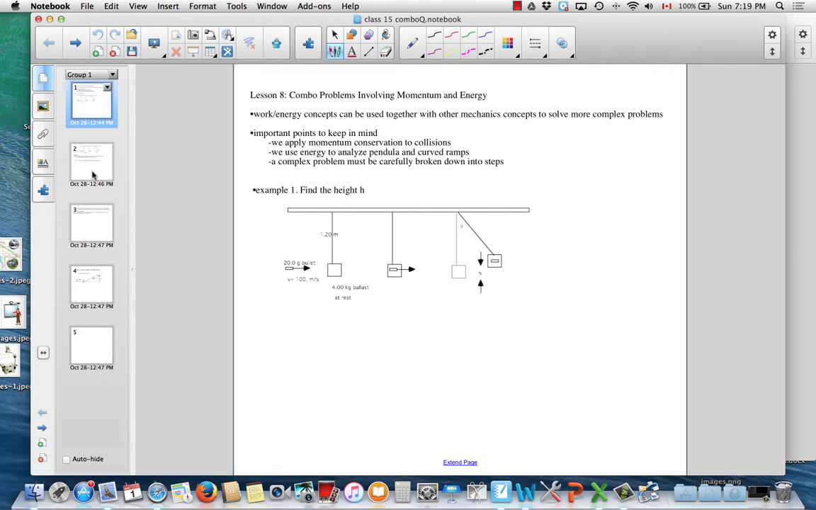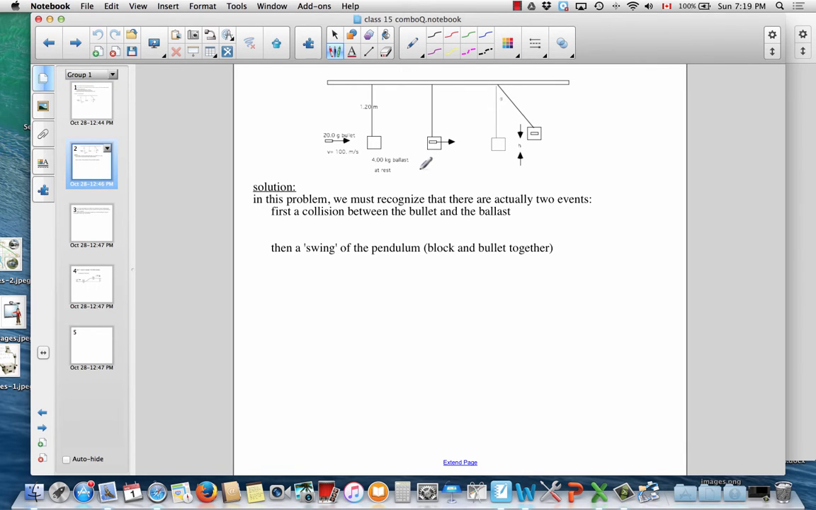So we're going to realize there's two things that happen here. First of all, there's a collision between the bullet and the ballast, it's called, or the pendulum. And then after that, there's a swing. So it goes from there to here. So then a swing happens. And it's going to reach some maximum height and temporarily come to rest.